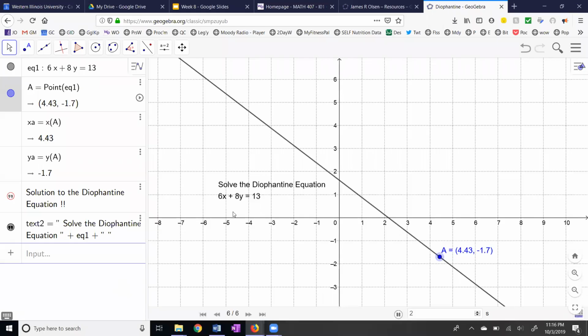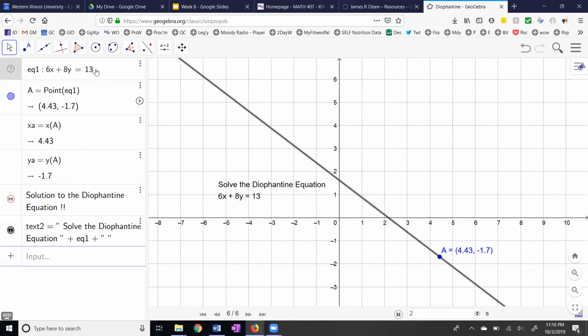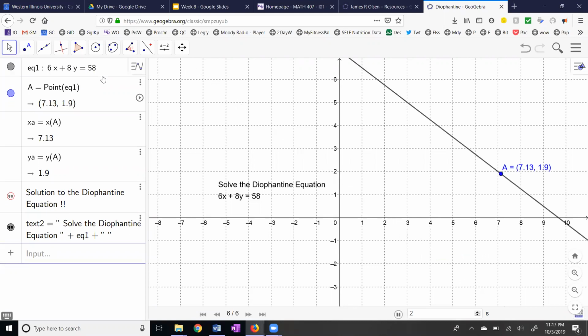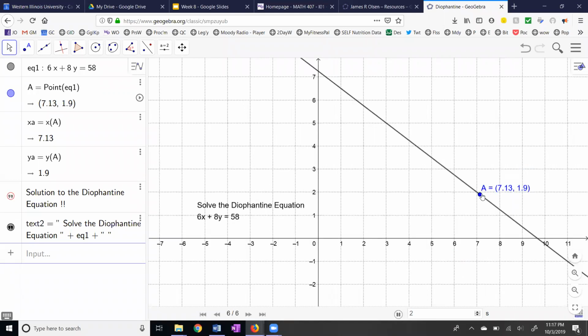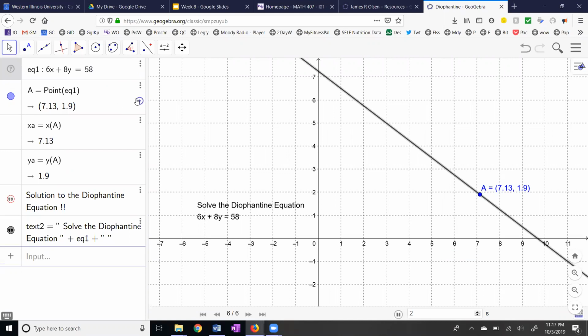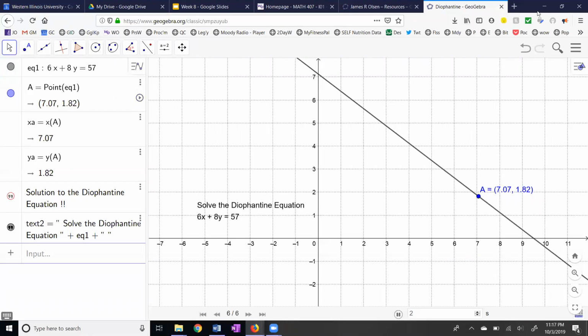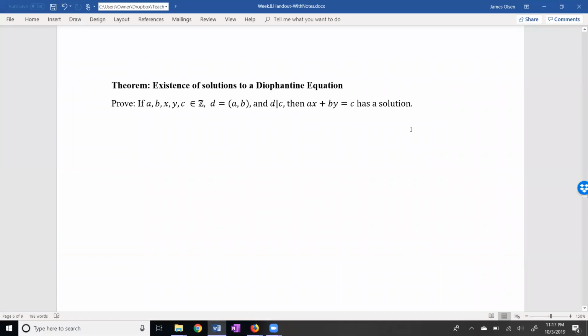As you can imagine, it comes down to the greatest common divisor of 6 and 8. The GCD of 6 and 8 is 2. So as long as this number over here is a multiple of 2, like 58, this is going to have solutions. However, if this number over here is not a multiple of the greatest common divisor, it is not going to have a solution. Let's prove this.